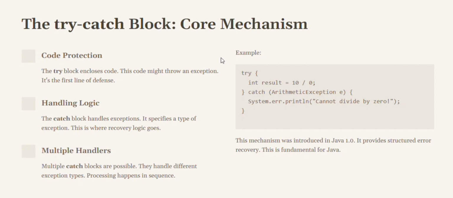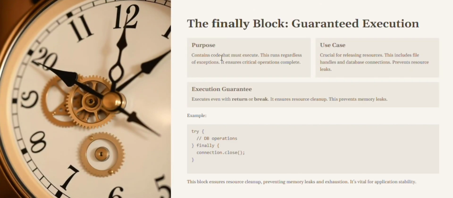We'll see the next one, the finally block, guaranteed execution. Its purpose is that it contains code that must execute. It runs regardless of exceptions and ensures critical operations complete. The finally block only contains the code which we have to execute no matter what. However exceptions are there, it will still run.